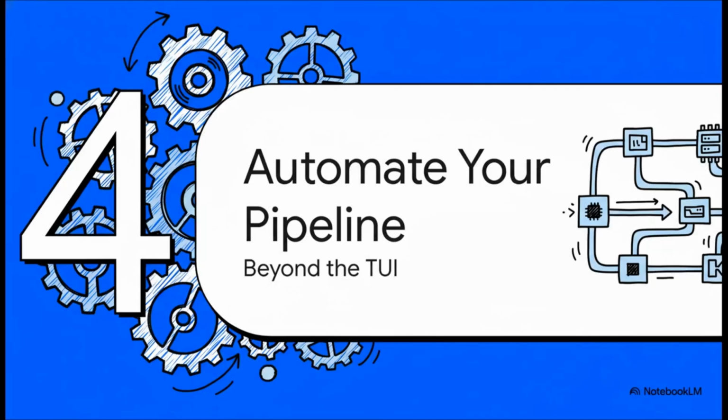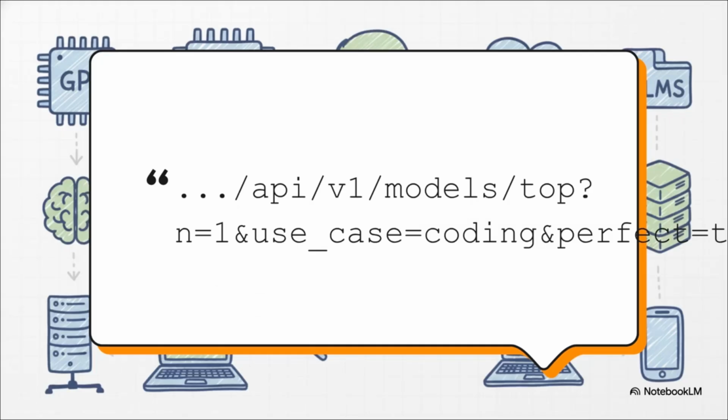Okay, so the TUI is fantastic for exploring and finding models interactively, but for developers and anyone in MLOps, the real power, the real magic comes from automation. And llmfit was built from day one to be a core component in a larger machine learning pipeline. And this is how it's done. llmfit can expose a simple REST API. With just a single curl command like this one, you can programmatically ask your machine, hey, give me the single best coding model that is a perfect fit for my hardware. The API just returns clean JSON, which is perfect for scripting, for CI/CD pipelines, or really any kind of automated workflow you can dream up.